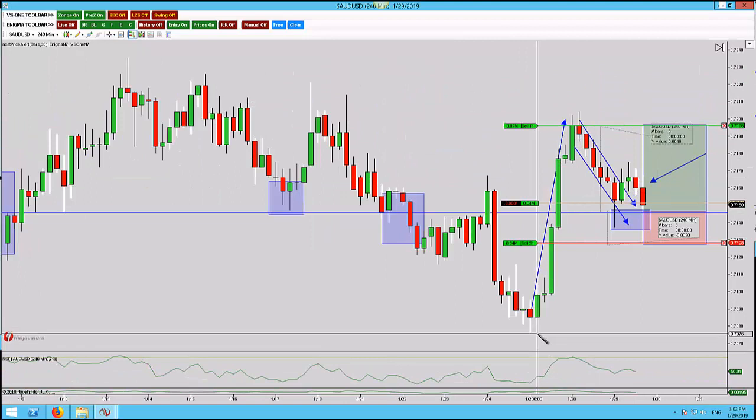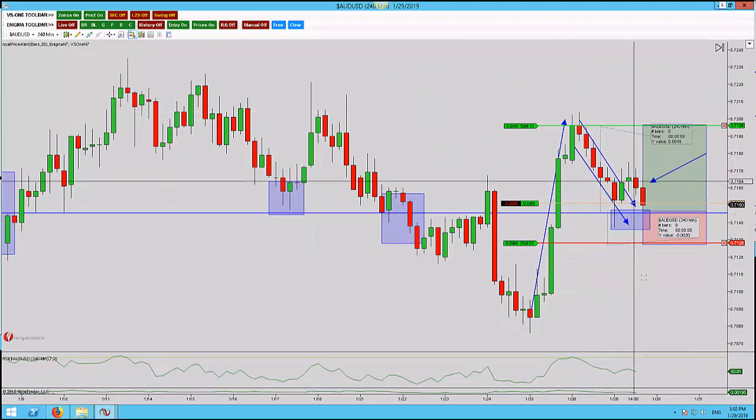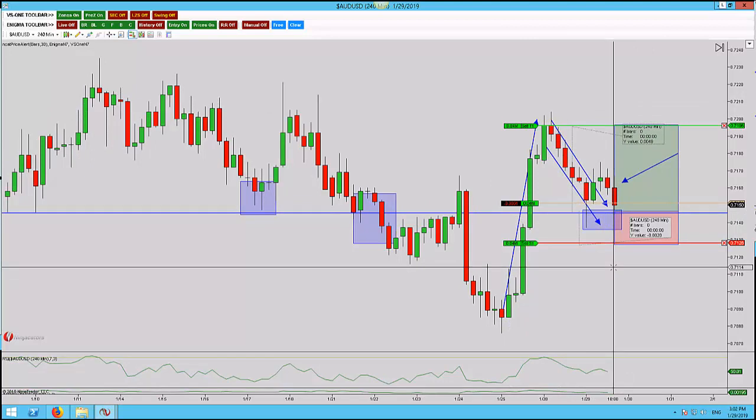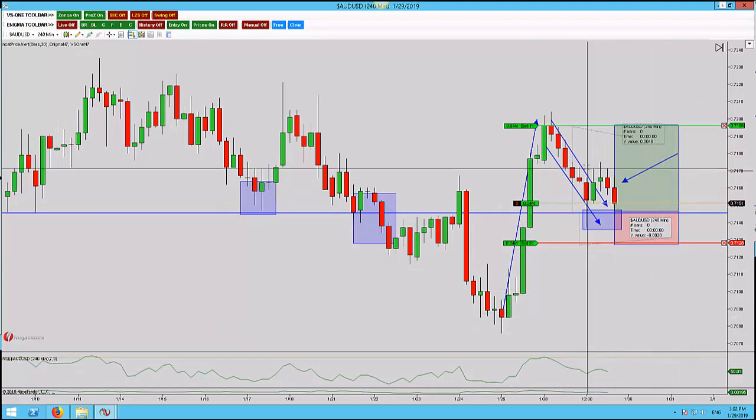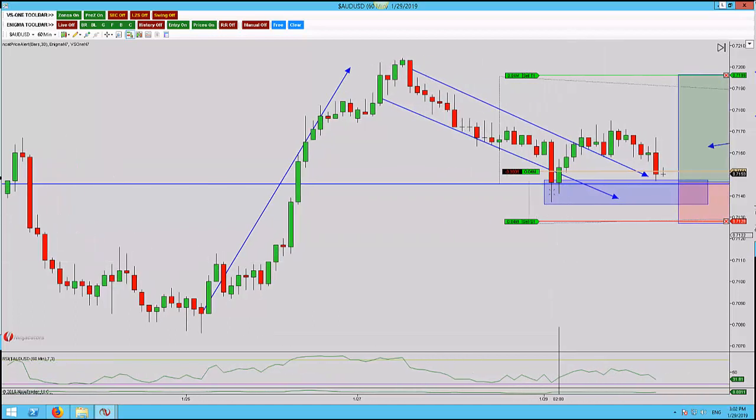If we also throw a fib on, I thought we came into a 61.8. I must be thinking of a different currency pair. But what we can then do is drop down to one time frame lower and look for that retest. And that retest is of the closes of these candles.